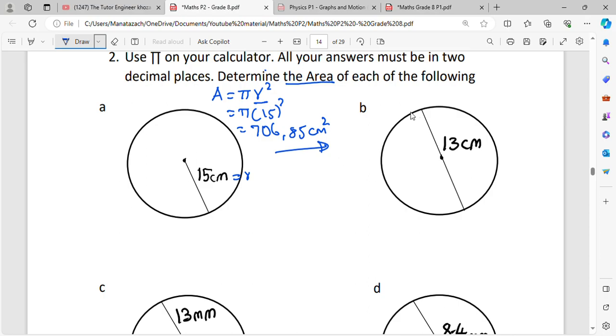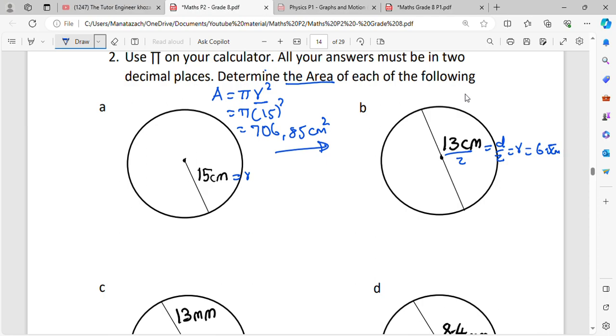Now let's go to question B. Here you are given a diameter. Sorry, to get the radius, you need to divide the diameter by 2, and then that will give us 6.5 centimeter radius.